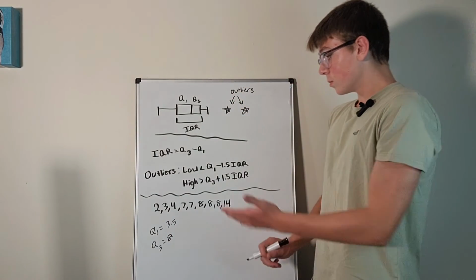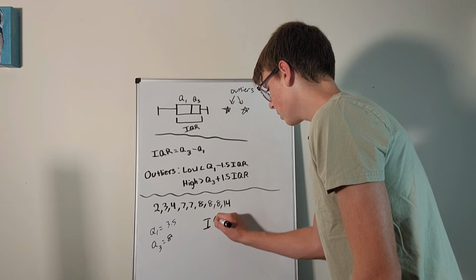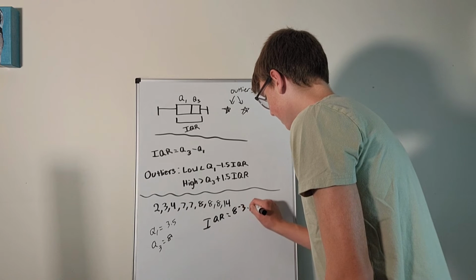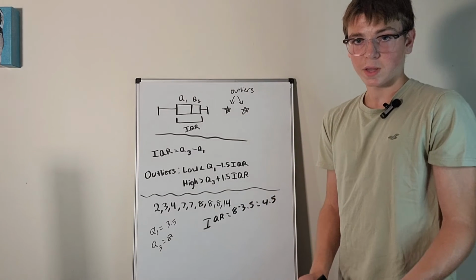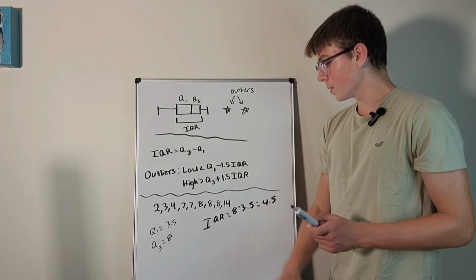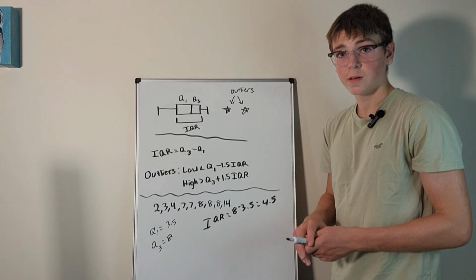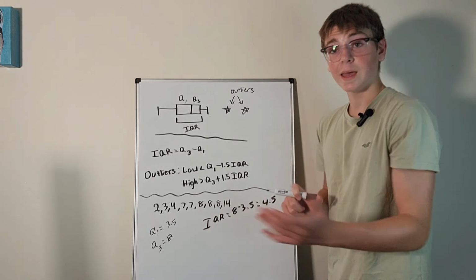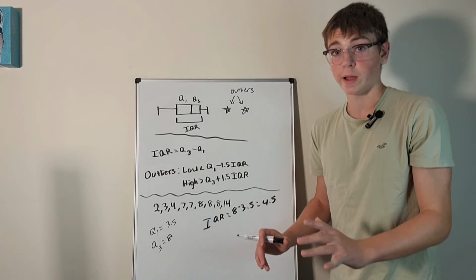So now we are going to find our interquartile range. So our IQR equals 8 minus 3.5, which equals 4.5, I believe. Now we're going to say, okay, quarter 1 is 3.5 minus 1.5 times 4.5. Even if you subtract 4.5, you're going negative. So there are no low outliers here.